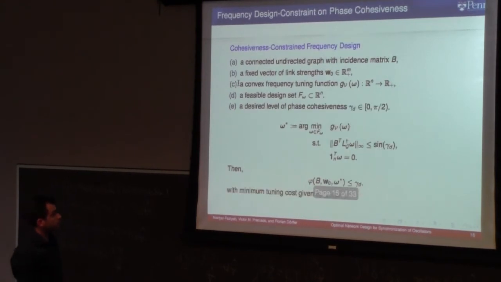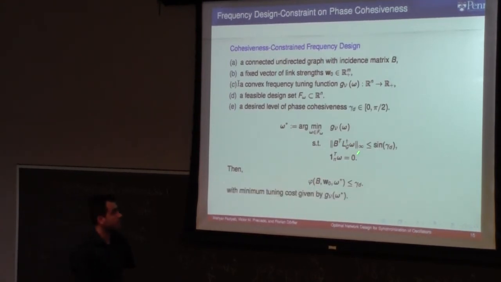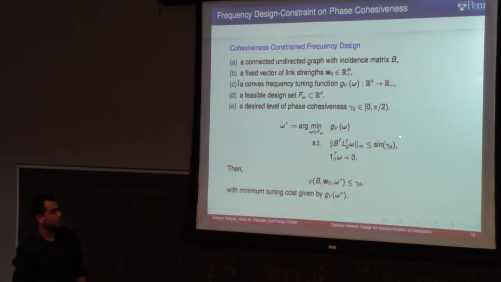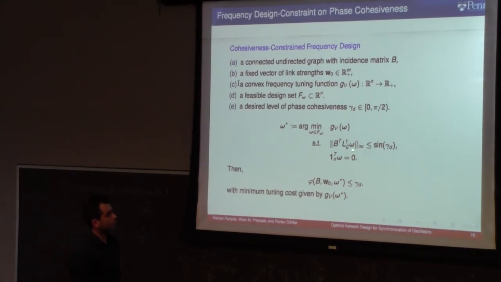The other way around is a more meaningful problem: instead of minimizing the phase cohesiveness, I'm required to keep the phase cohesiveness below some certain level. For example, I should keep this phase cohesiveness below 25 degrees, and I want to design omega with minimum cost, right? So again, if I design and the resulting optimal point is omega star, then my phase cohesiveness will not exceed gamma d by that criterion. These are the two problems for frequency design.